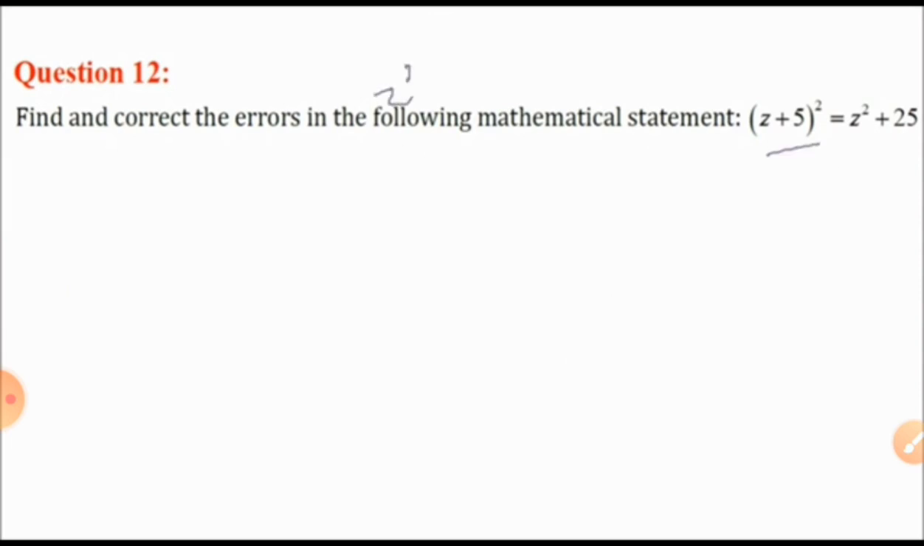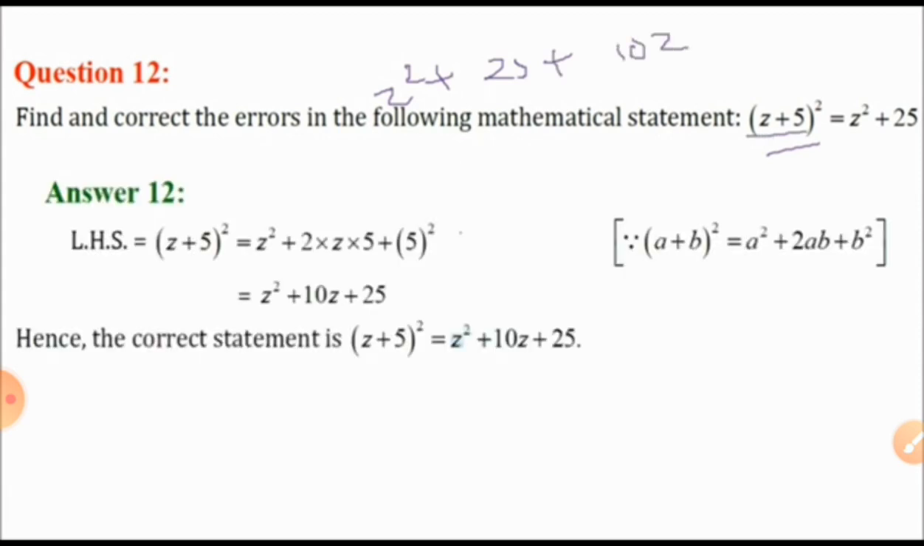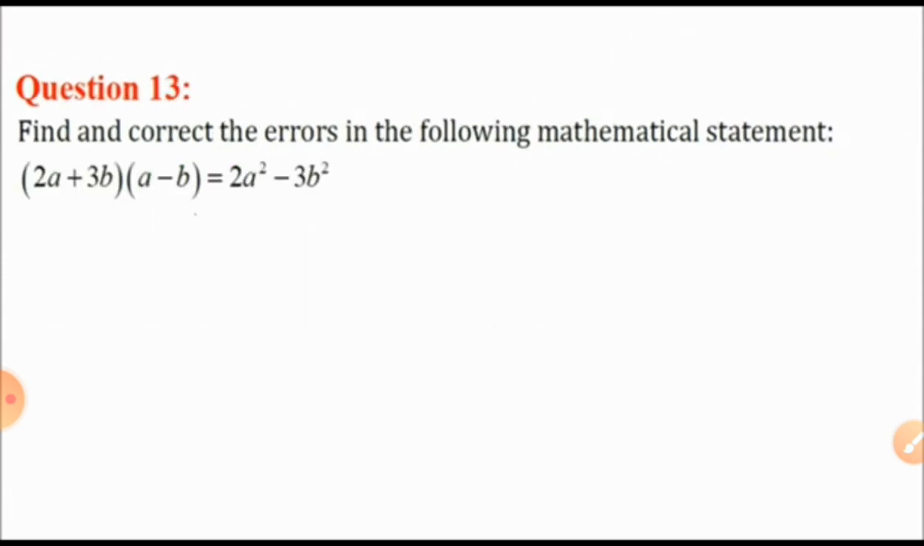Find and correct the errors in the following mathematical statement. (z plus 5) squared is equal to z squared plus 25. It is also a wrong one. The final answer is with you.